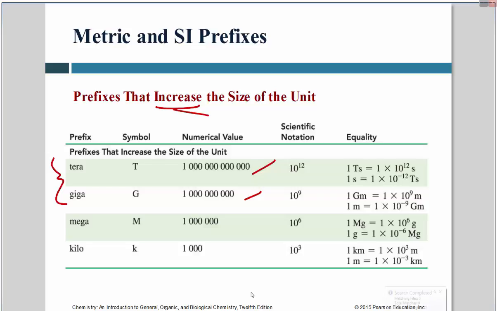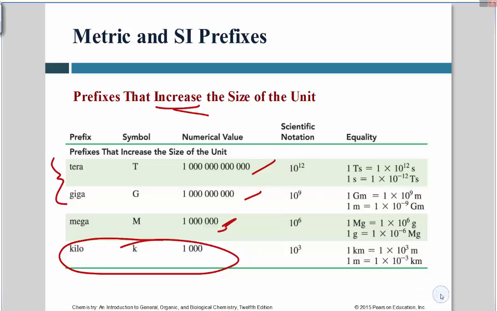And then megabytes, or mega, is 1 million. And then kilo is something we use fairly commonly and universally. And that is when we do 1,000 times bigger. So for instance, kilometer or kilograms is 1,000 times bigger than a gram or a meter.